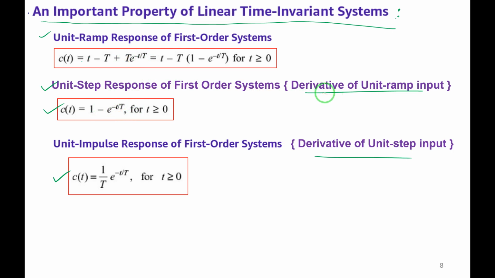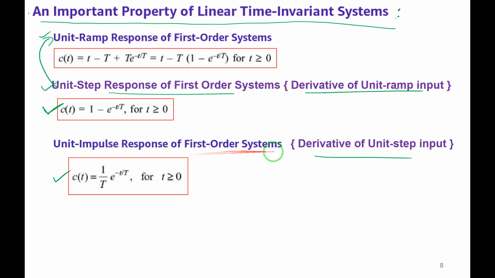So I can say that the derivative of unit ramp input is nothing but the unit step response of the first order system. In other way, I will say that the derivative of unit ramp is unit step response of the first order system, but integration of unit step response is nothing but the response of the unit ramp input. The integration of this will give me this. Integrate this, you will get this, right? The integration of unit step response is nothing but the unit ramp response of the first order system, other way around. Just observe here next.